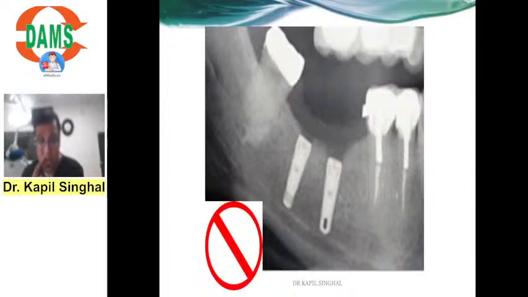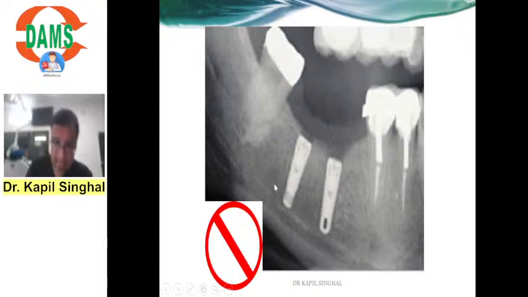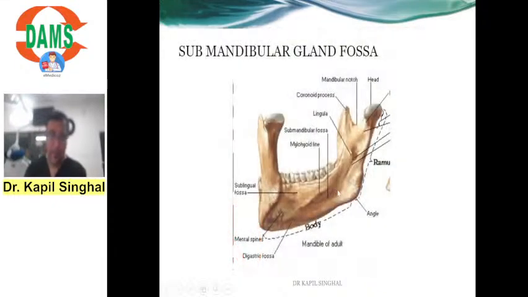Clear? Now, what do you see in this image? They can ask you this MCQ. You see that the implant is very near to the inferior alveolar nerve. A safe distance of 2 millimeters should be there between your implant and the nerve. Okay. Now they can ask you, what is this? This is the submandibular fossa region.